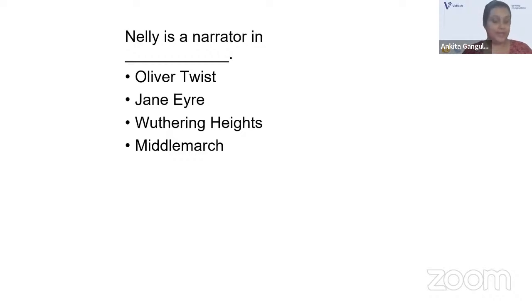Here Nellie is a narrator in the novel Wuthering Heights by Emily Bronte. As you all know, Wuthering Heights is the only novel by Emily Bronte. Initially, it was published in 1847 under the pseudonym Ellis Bell. It concerns two families of the landed gentry living on the West Yorkshire moors, the Earnshaws and the Lintons, and their turbulent relationships with the Earnshaws' foster son Heathcliff. The novel was influenced by Romanticism and Gothic fiction.